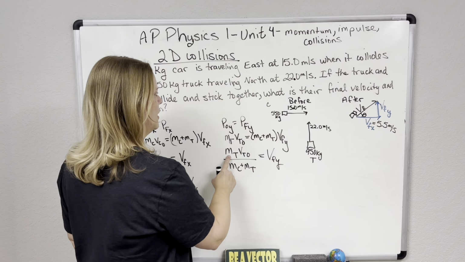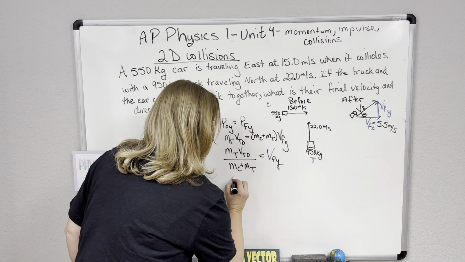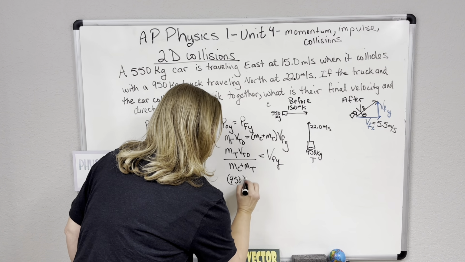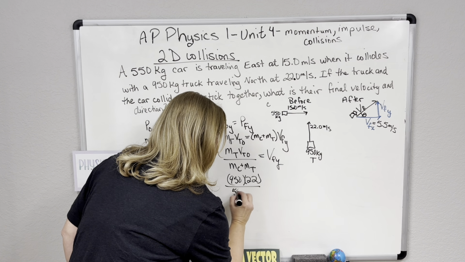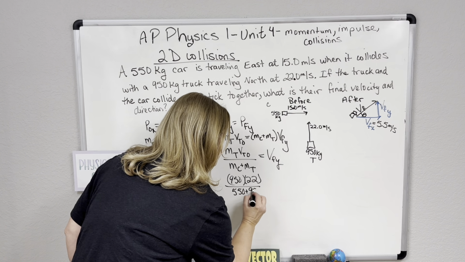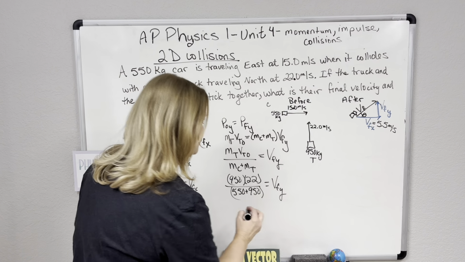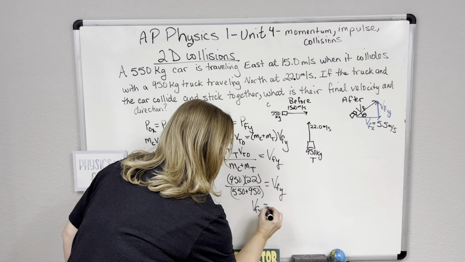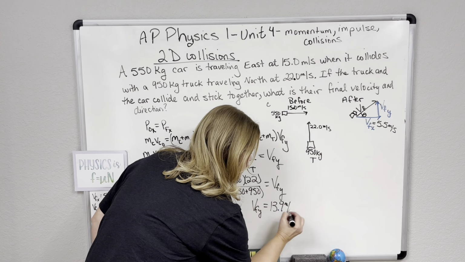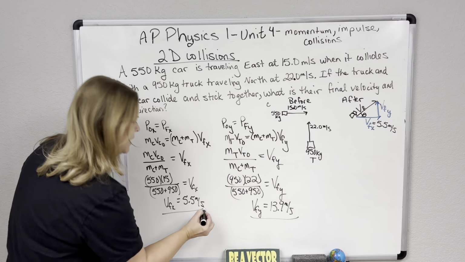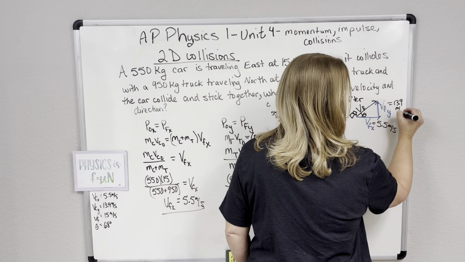And now we're going to go ahead and put in our numbers. We're going to plug and chug now. Mass of the truck was 950. The truck was going 22 meters per second. The mass of the car is 550. The mass of the truck is 950. All right, that's going to equal final velocity in the y, and the final velocity in the y is, drum roll, 13.9 meters per second. Now, we have our x and our y. I'm going to go ahead over here and put it at 13.9 meters per second.